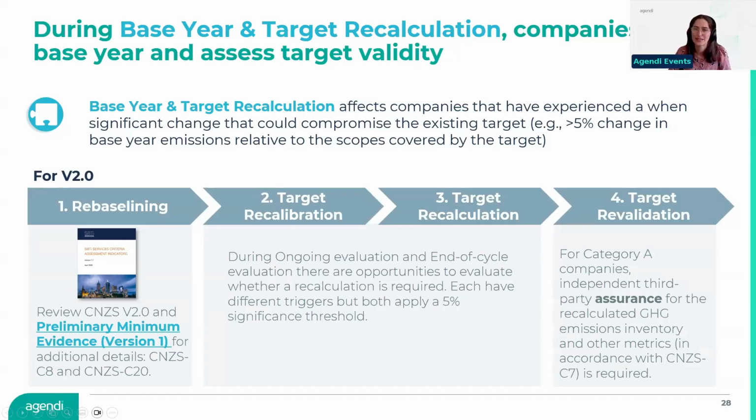And then last but not least, for category A companies, which is likely most folks on this call, if you do need to go through target revalidation, SBTi would require third-party assurance for the recalculated greenhouse gas emissions and other metrics for the new updated base year. So assurance is already a requirement for category A companies on the base year. So this is just a continuation of that requirement for the updated new base year.